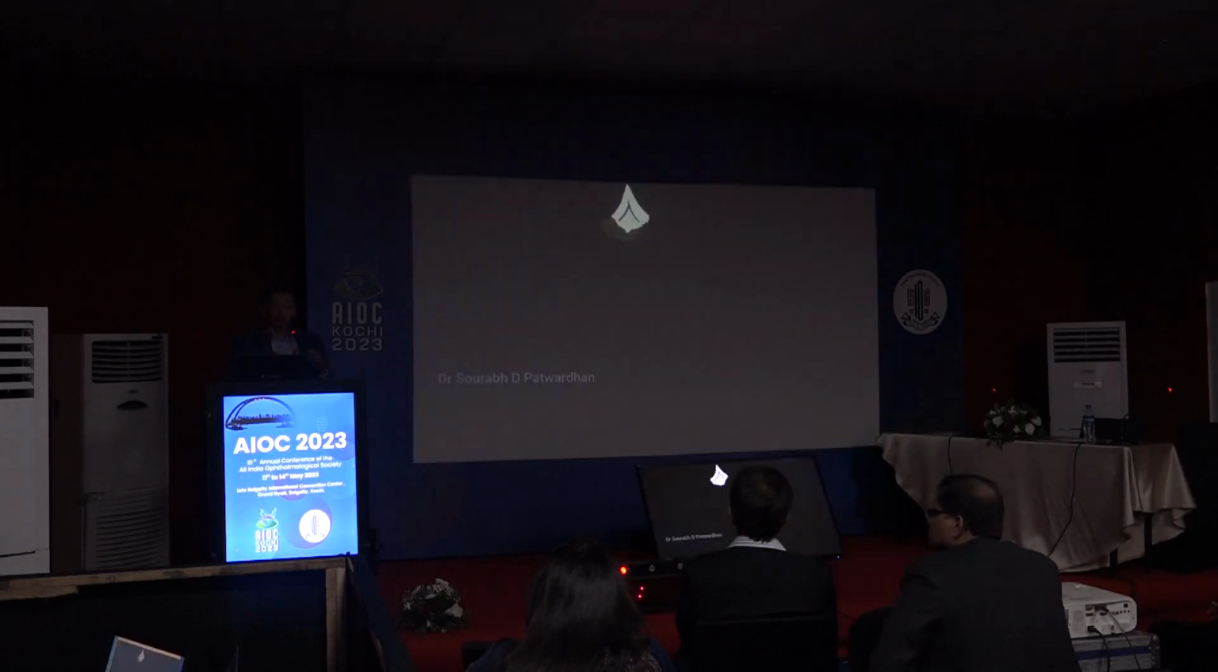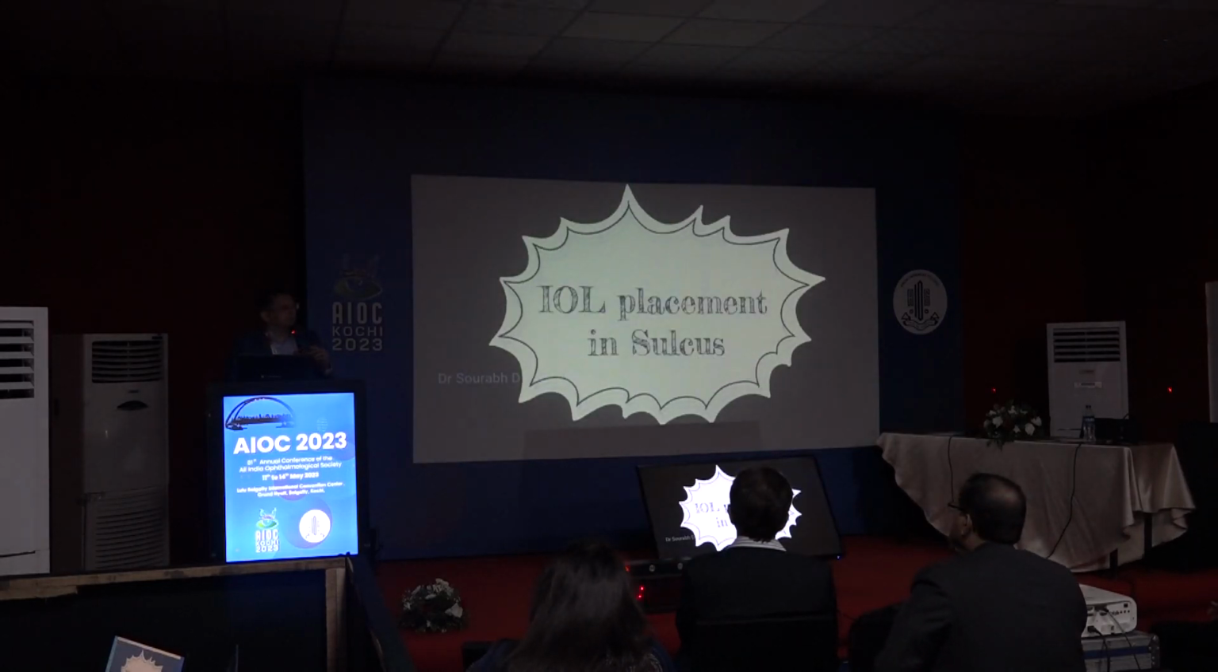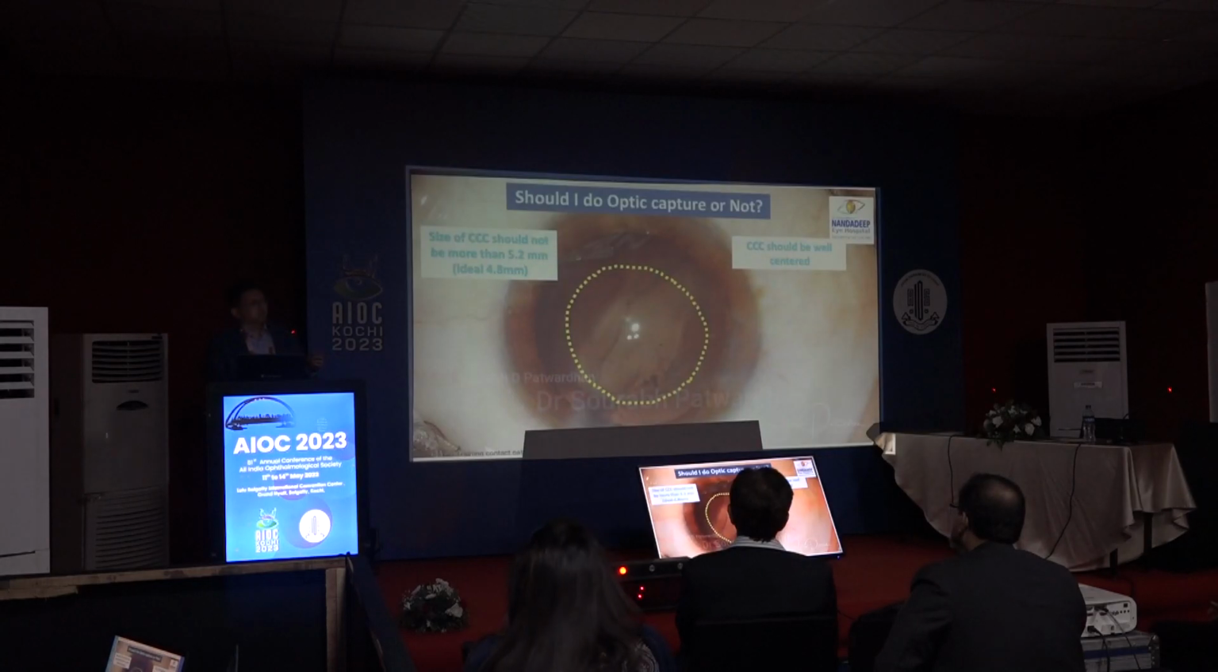Okay, now we'll move on to the IOL placement in the sulcus. Of course, we have to place an IOL. The easiest way to do it is IOL placement in the sulcus. Of course, 3-piece IOLs are preferred.